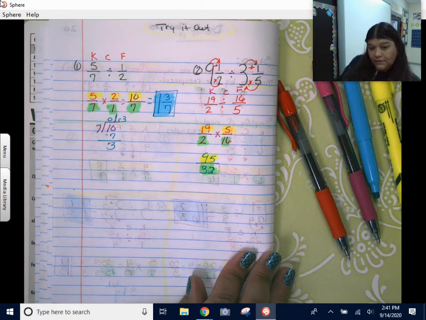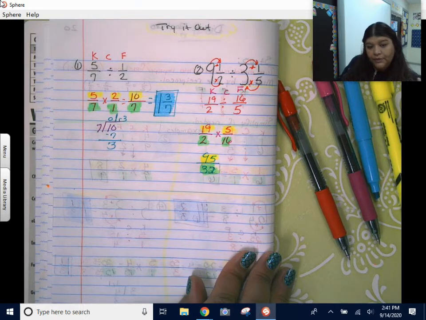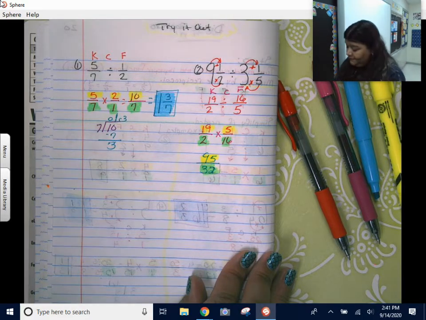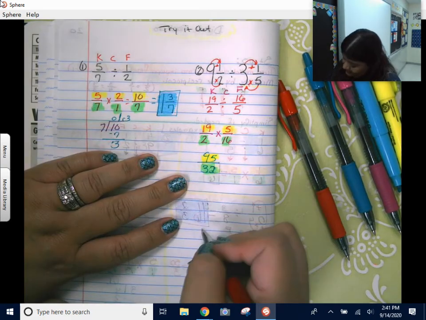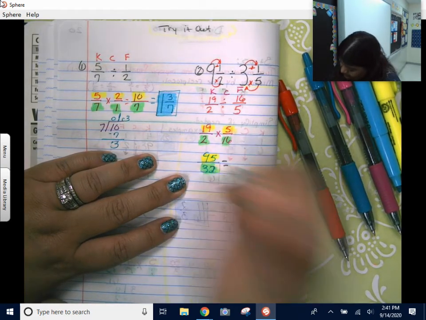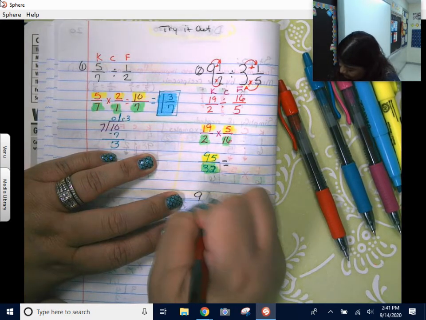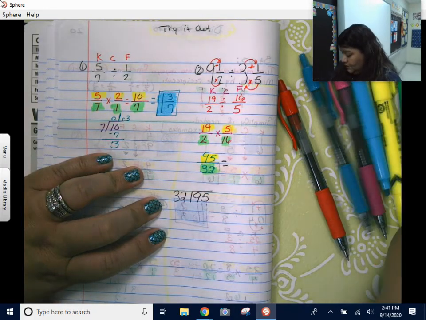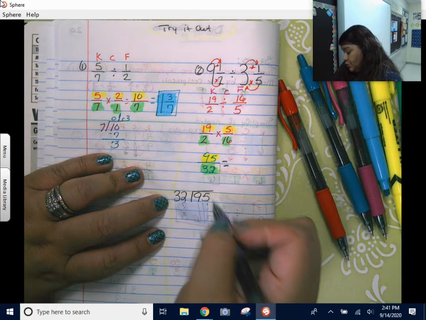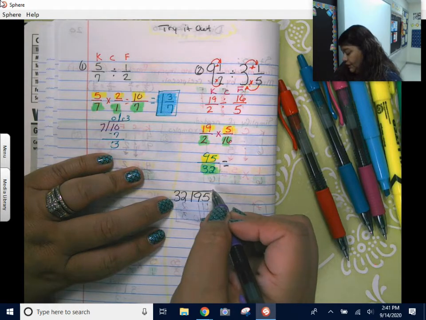They're not both even, so that gets rid of the 2. I can't do it by 4. Nope, not by 5 either. So no, I can't. So that leaves me having to divide. So let's divide it out. Okay, so our answer is going to be ready. 95 divided by 32.